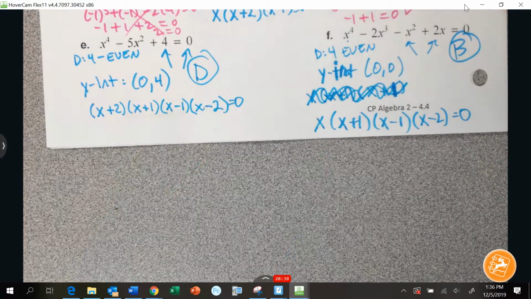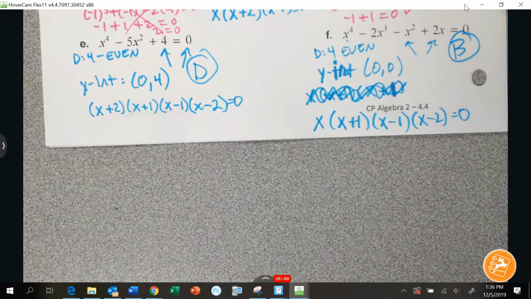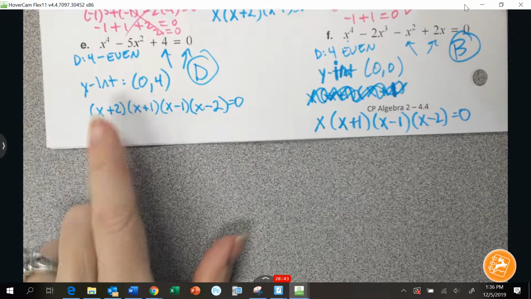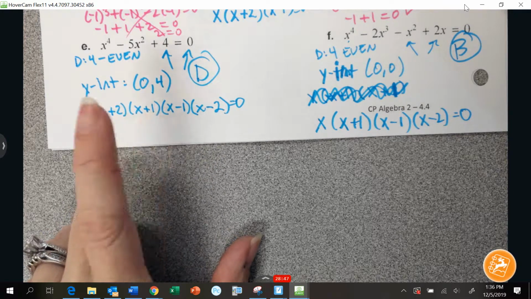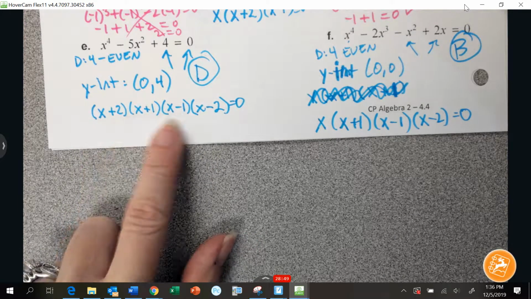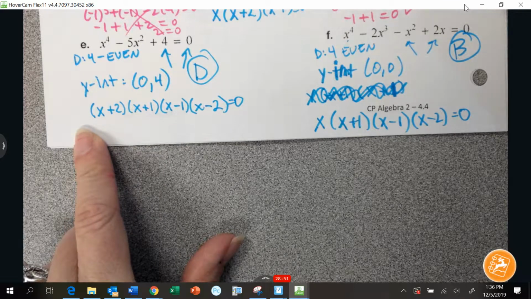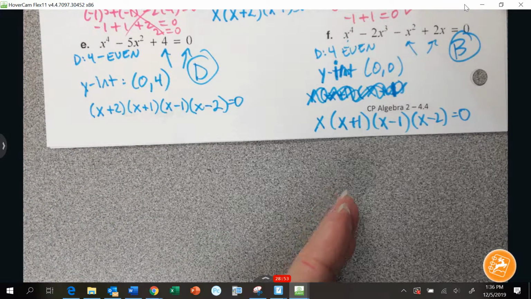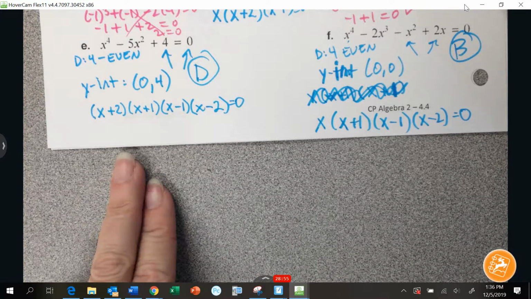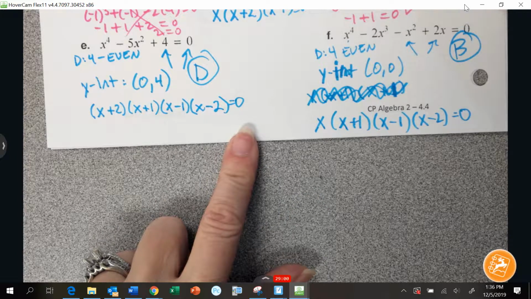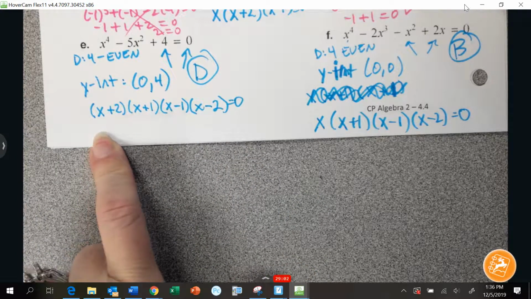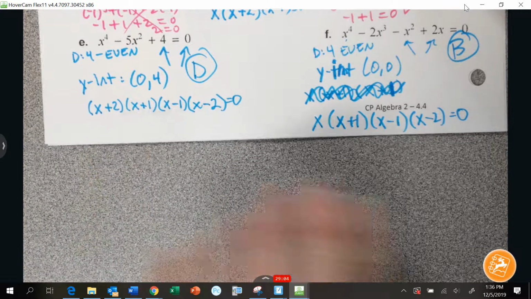Okay, you have them done? So you should have X plus 2, X plus 1, X minus 1, X minus 2. If you have it in a different order, that is okay. I was just doing mine from left to right. But you can multiply in any order, so it would be okay if they were in a different order. So you know where the X plus 2 came from. Came from the minus 2. Same thing with this one.